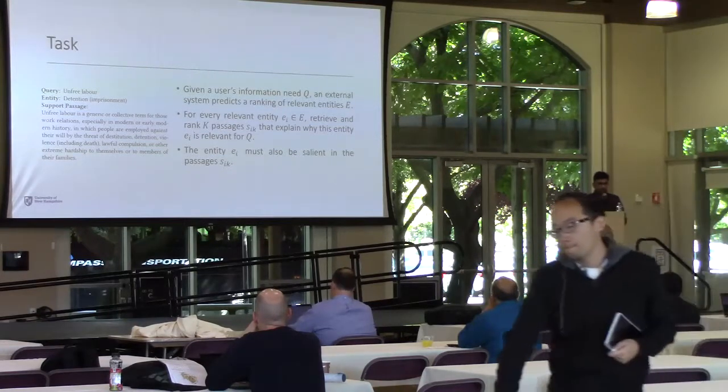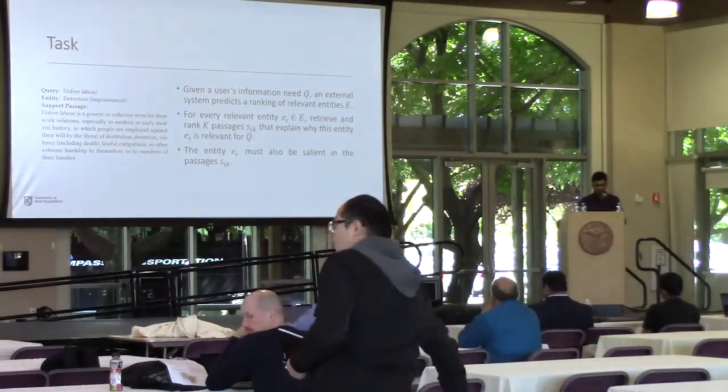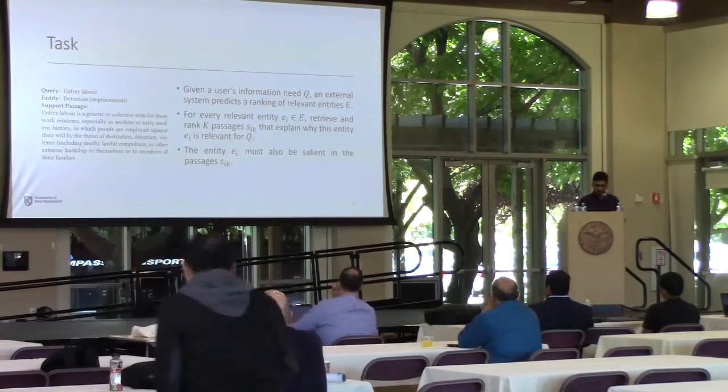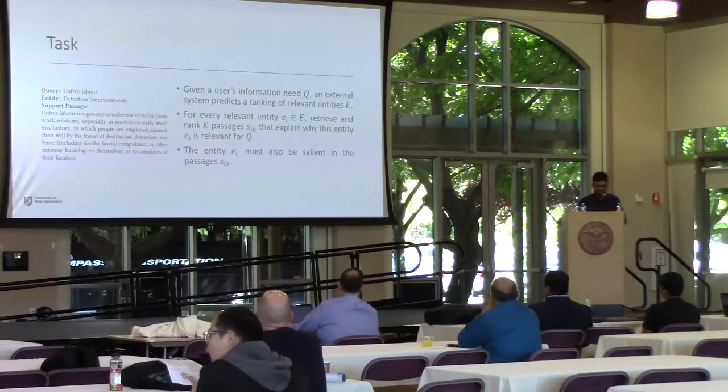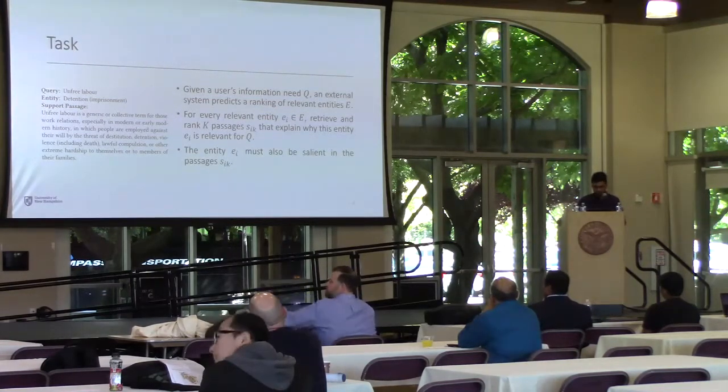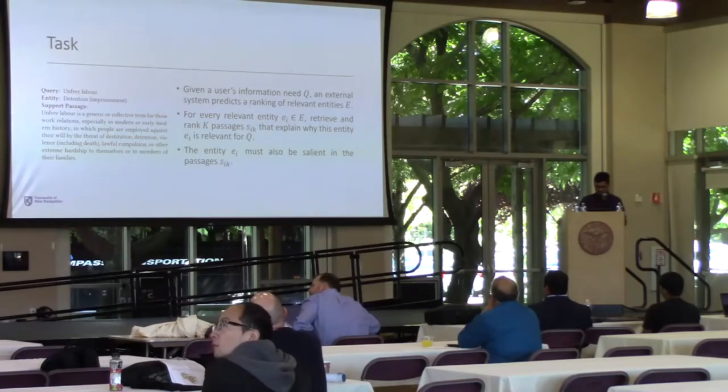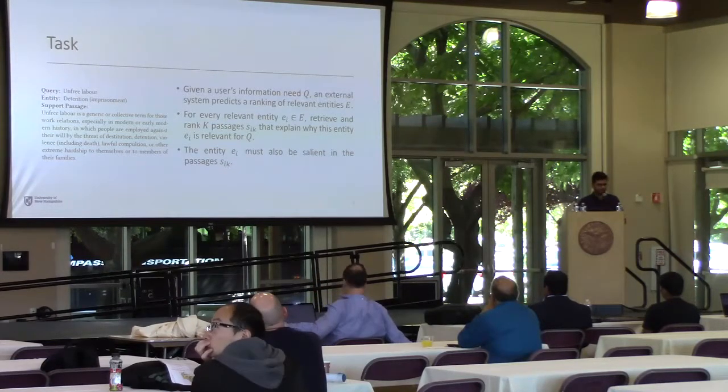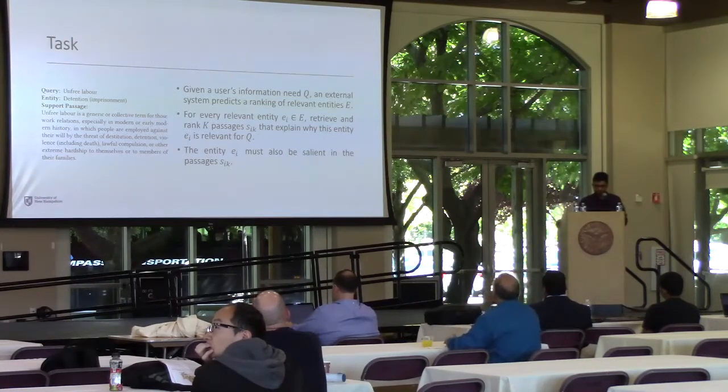To give a formal task description, we have a user's information need, Q, and an external system predicts a ranking of relevant entities E. For every relevant entity, small e, in the set of relevant entities E, we have to retrieve and rank K passages which would explain why this entity is relevant for the query. Moreover, we would also want these entities to be salient for the passage. What I mean is we would like the passages where the entity is central and not just mentioned on the side.